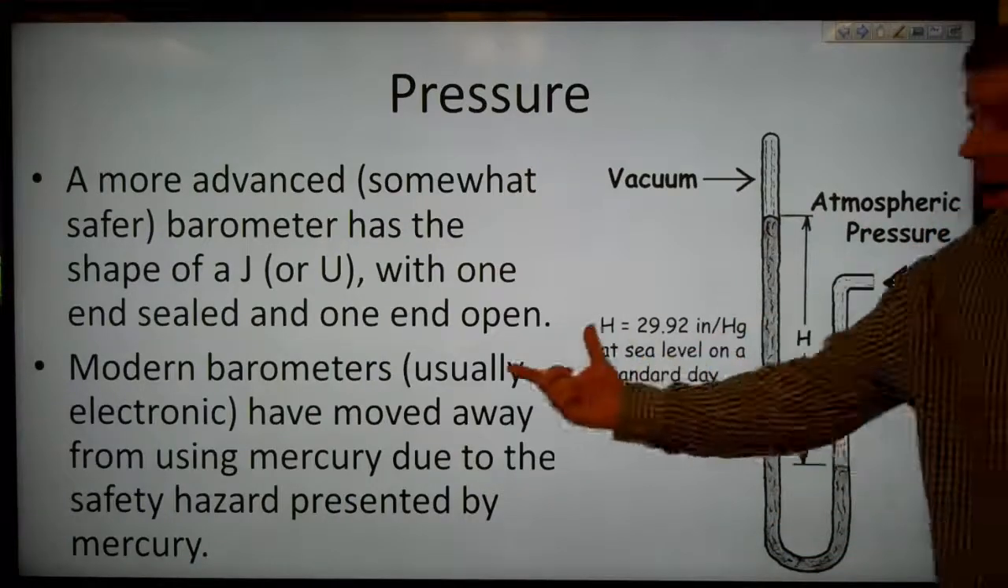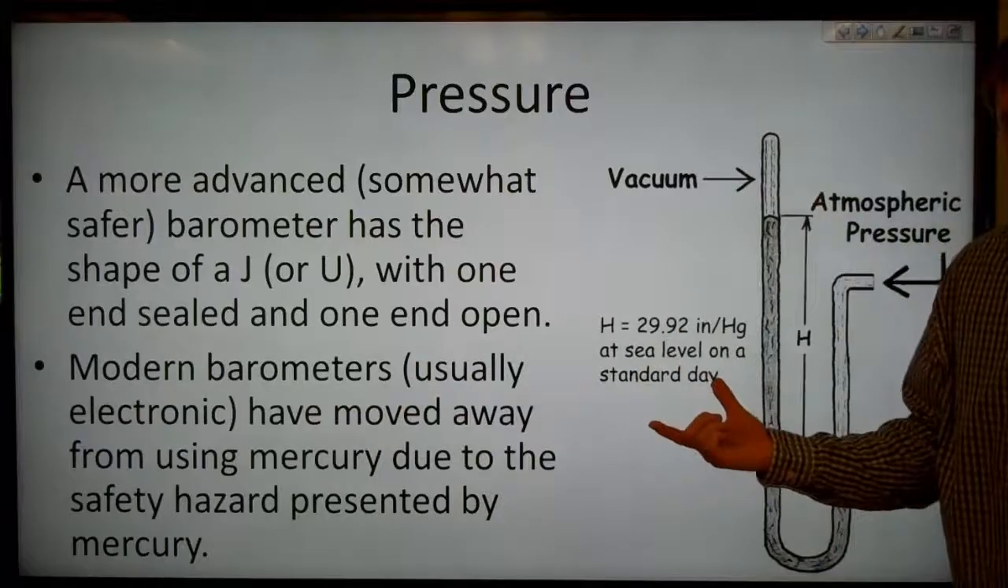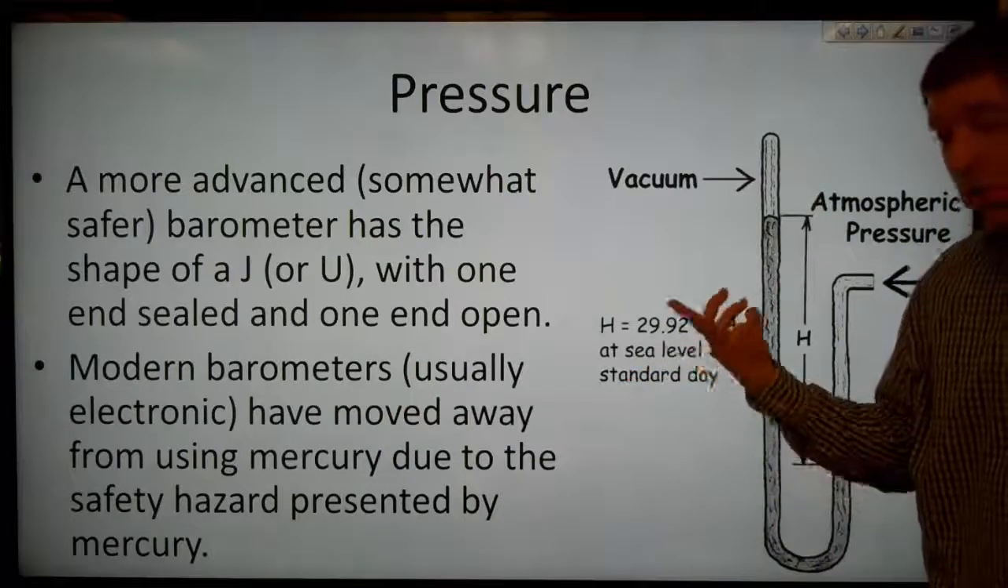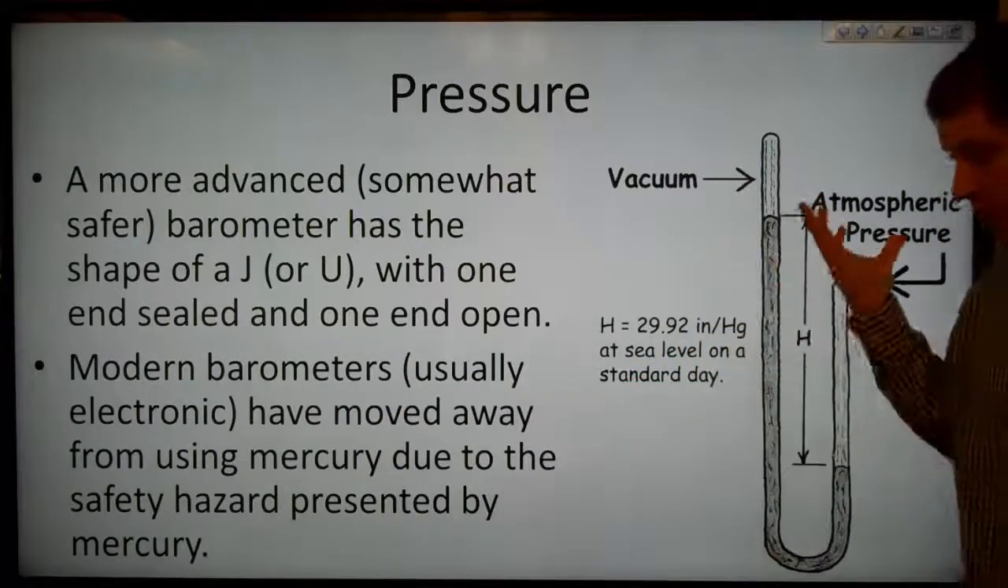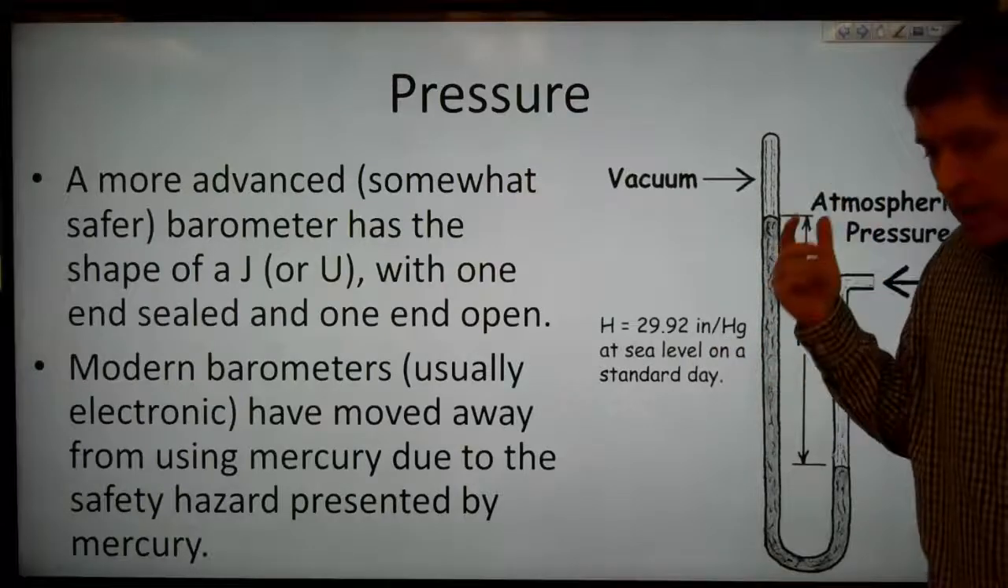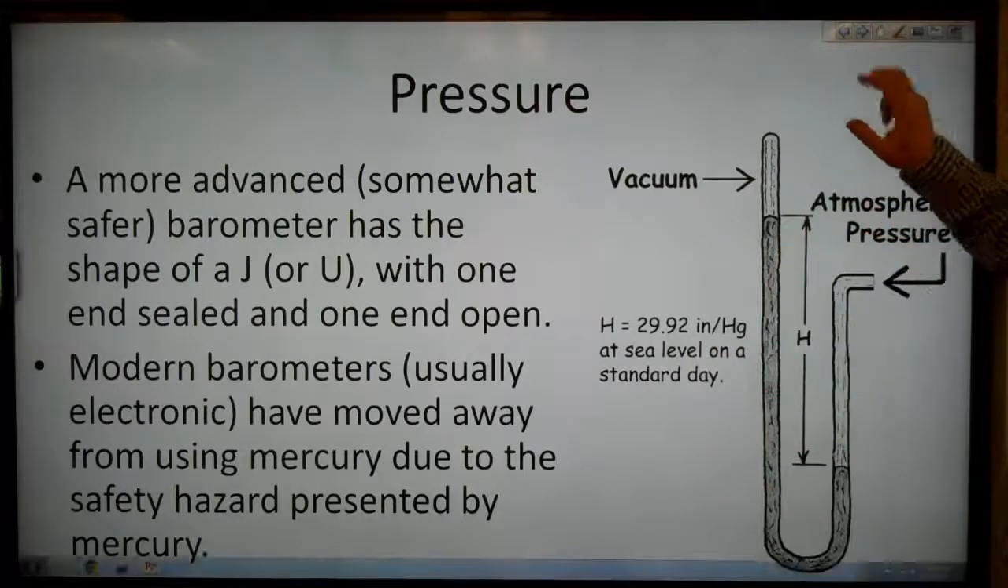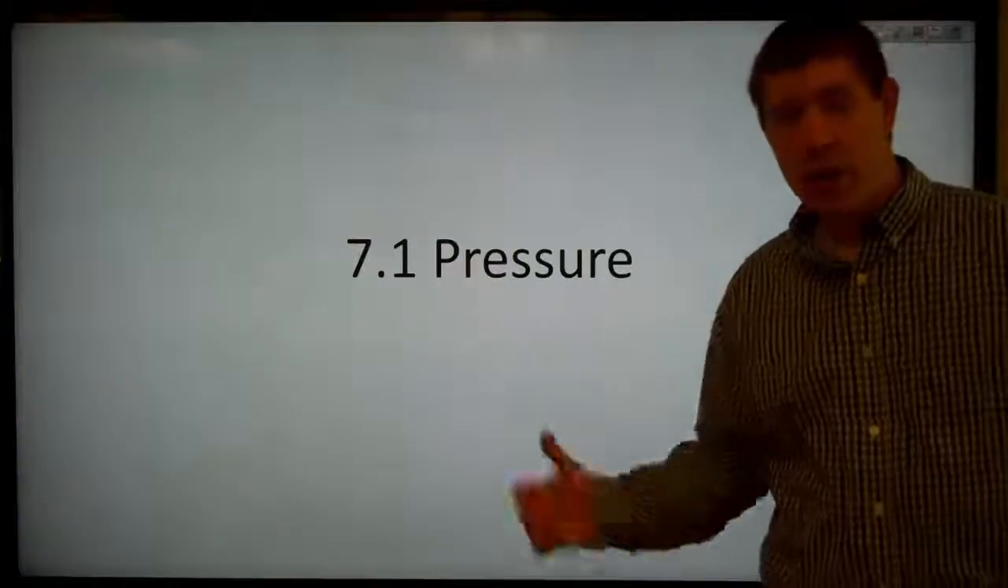So modern barometers, the ones that we generally use now, are usually electronic, and they have moved away from using mercury because of the safety hazard involved. So that was pressure and how to measure it.